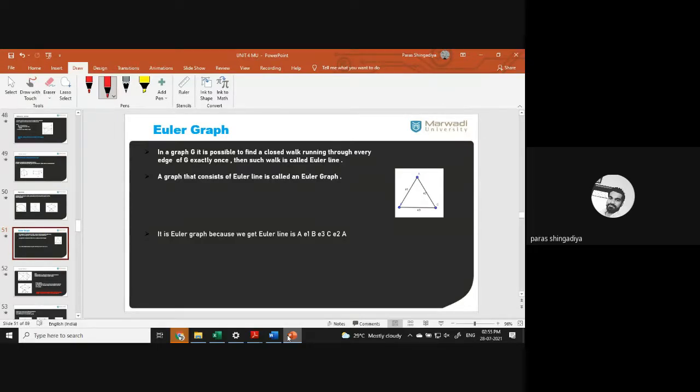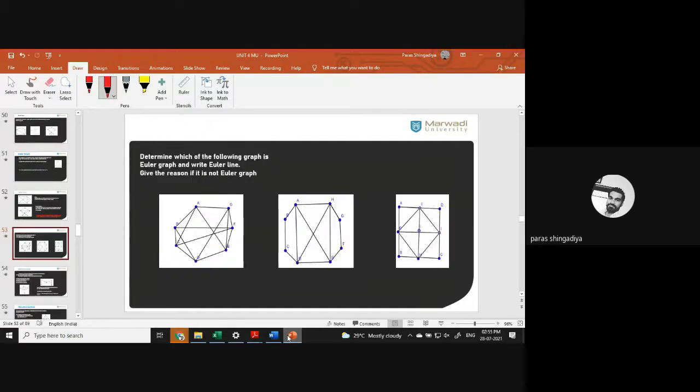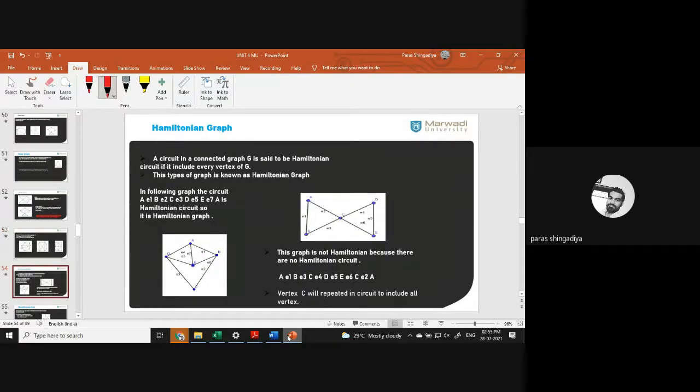So next is the Hamiltonian graph. That is the definition of Hamiltonian graph. And these are the examples. This is Hamiltonian. This is not Hamiltonian.